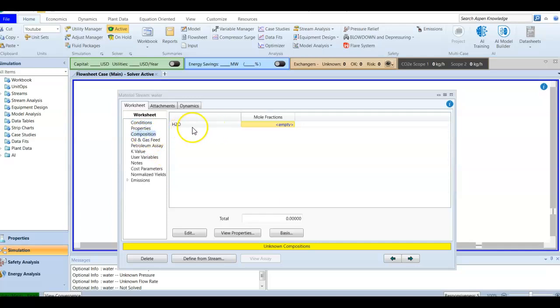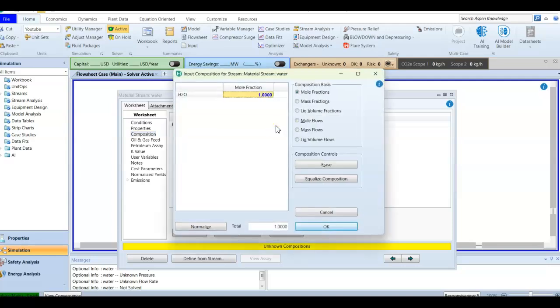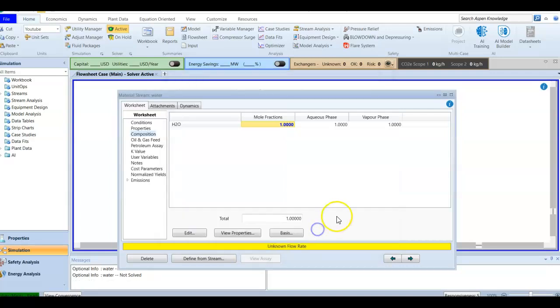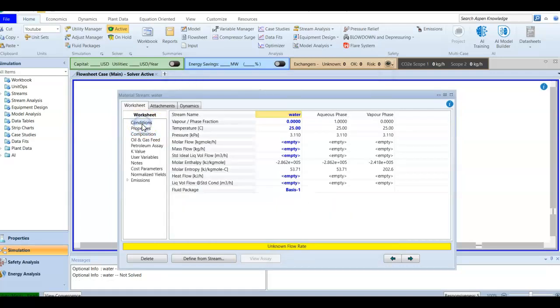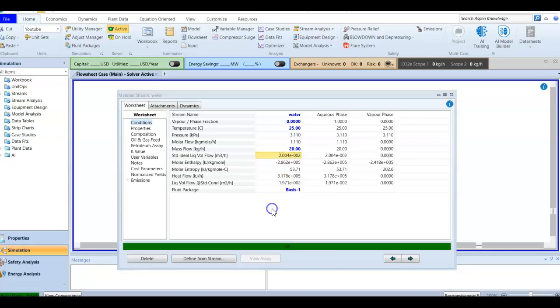And for the composition, we will be asked only about water. So the water will be 1. The composition is 100% water. And here for our mass flow, maybe 20 kilogram per hour. So now it is solved. So what does this mean? If we are looking for water at this temperature as a liquid phase, the pressure will be 3 kilopascal for this amount of flow. Okay, so you can simulate.